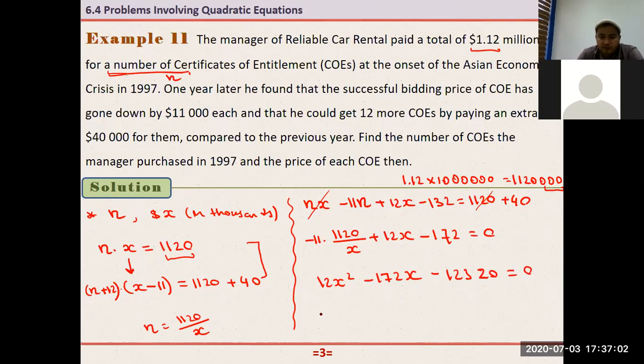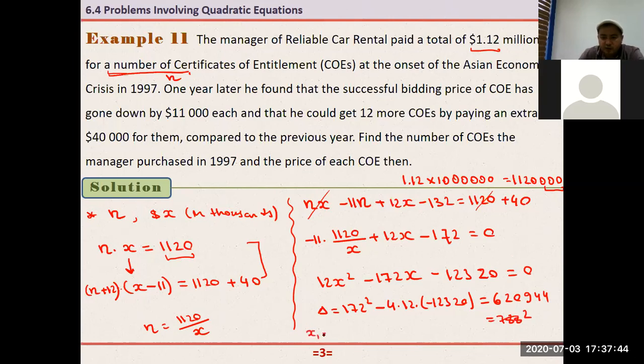We have a calculator. So from here, delta equals 172 squared minus 4 times 12 times minus 12,320. That's equal to 172 squared plus 48 times 12,320. That's equal to something, and that is 620,944. And the square root of the answer is 788. Now we can get the answer here.